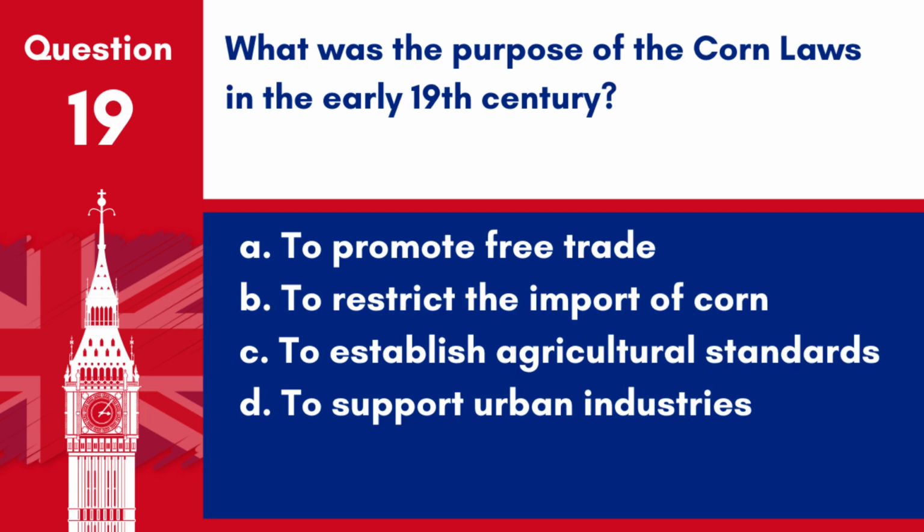Question 19. What was the purpose of the Corn Laws in the early 19th century? A. To promote free trade. B. To restrict the import of corn. C. To establish agricultural standards. D. To support urban industries.